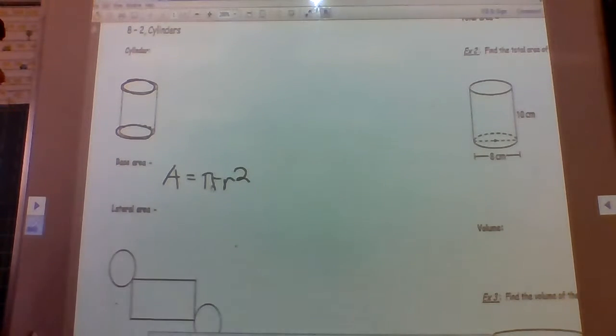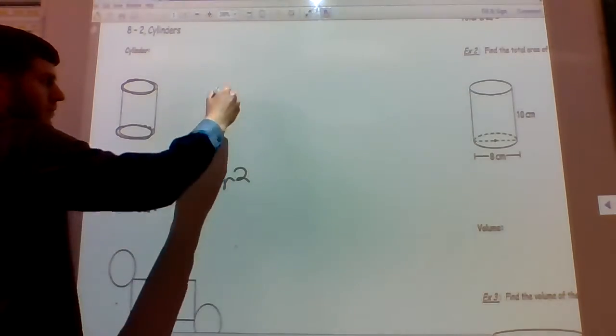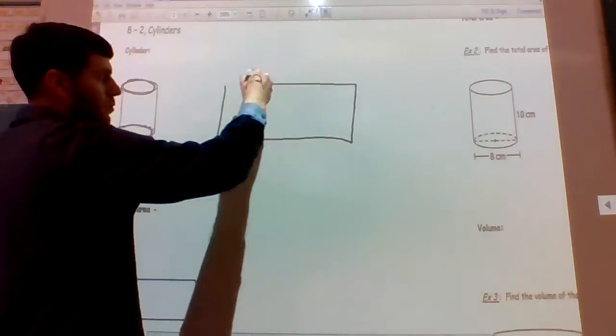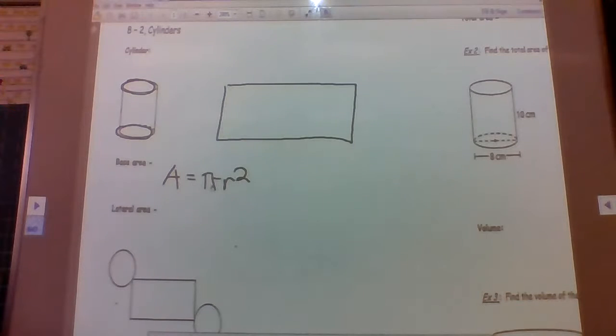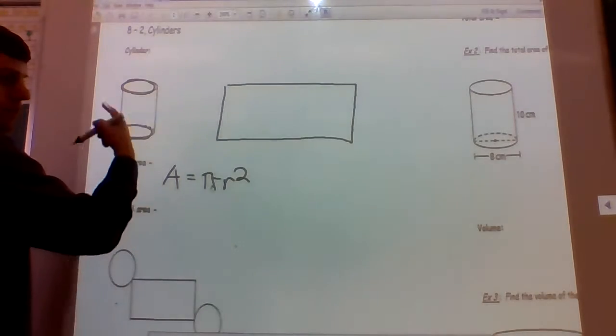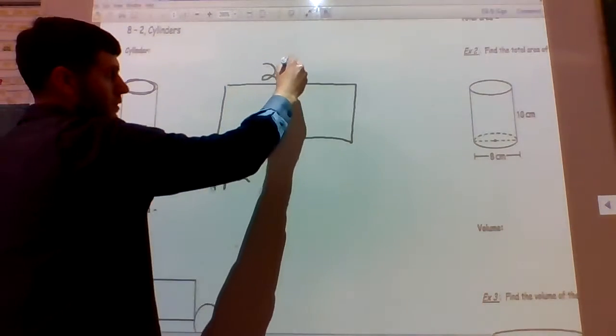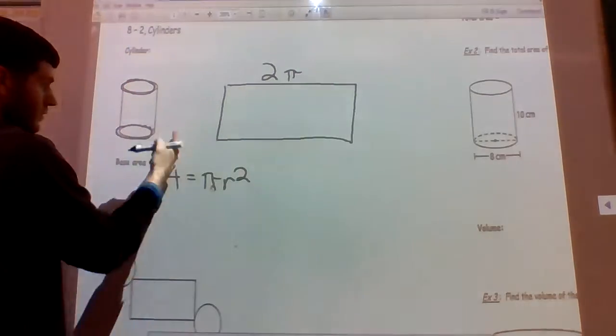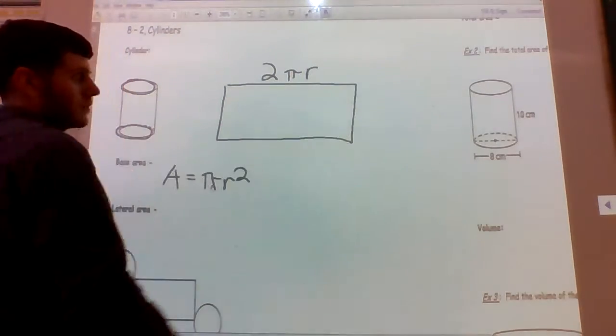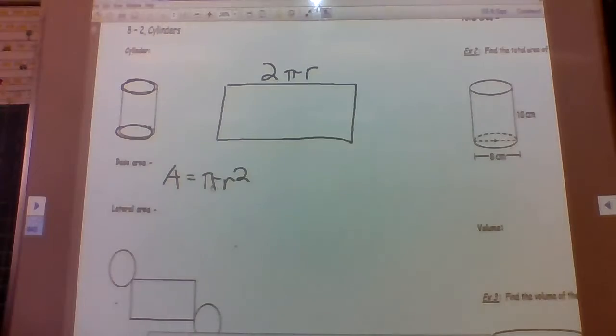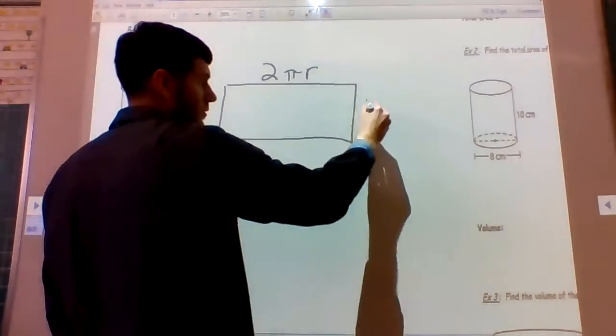Okay, then the lateral area, you got to think about the label on your can. So if you, again, have a can of peas or anything and you take the label off, the label is going to be a rectangle. Okay, the length of that label around the can is the same as the circumference of the circle. So it's going to be 2 pi r. And then the width is going to be your height.